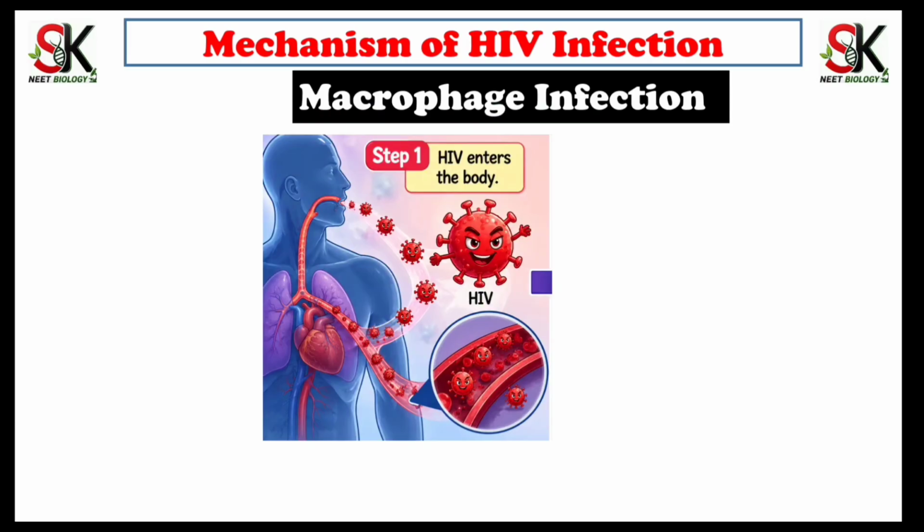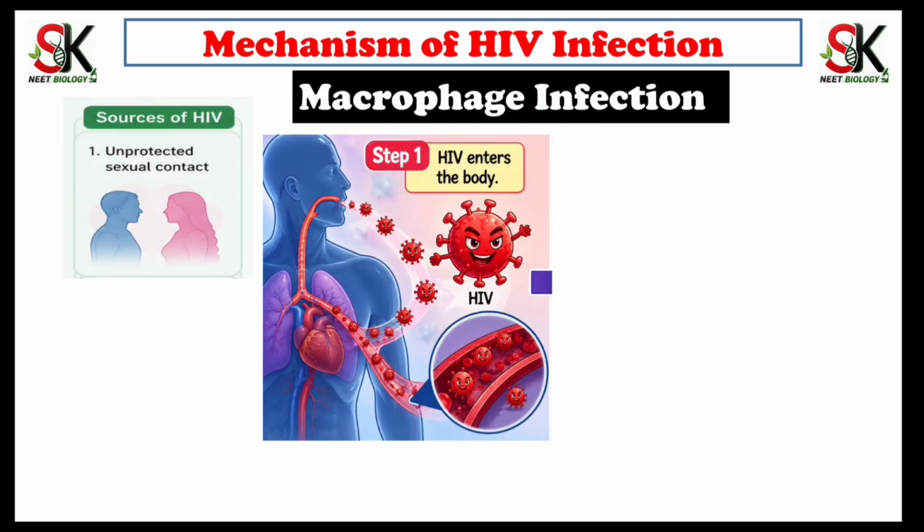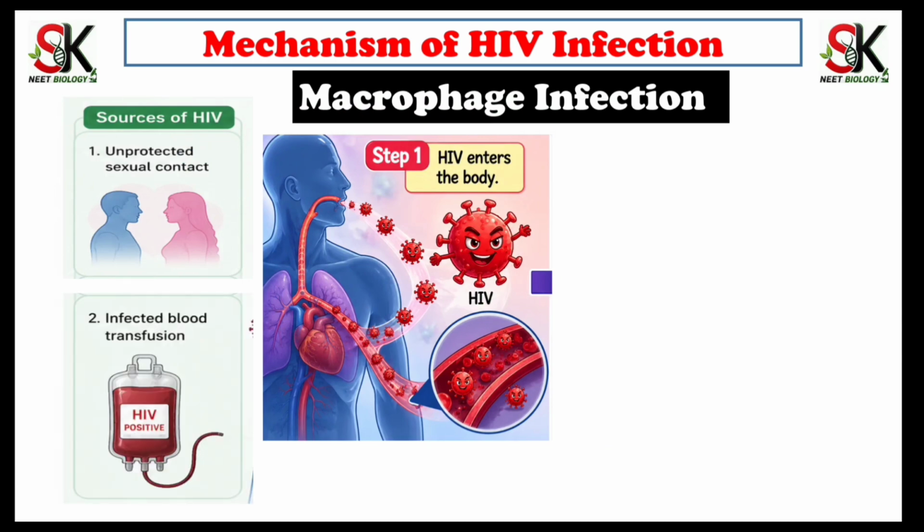The first step is HIV entry. HIV enters the human body through infected body fluids like blood, semen. The most common modes of transmission are unprotected sexual contact or transfusion of infected blood, as well as sharing contaminated needles and mother to child transmission.